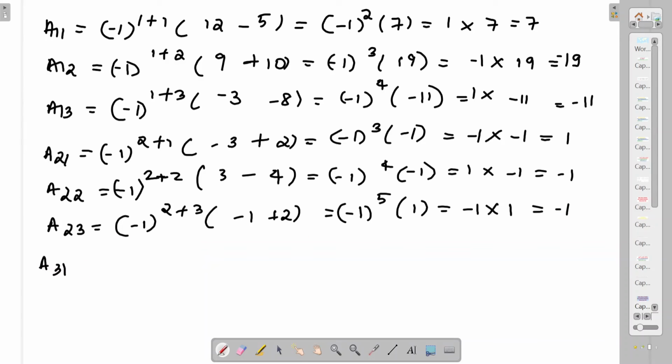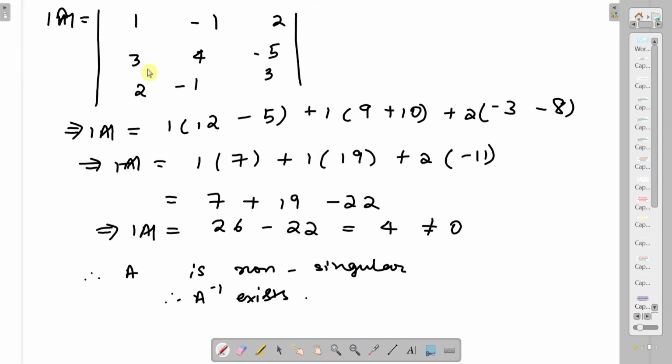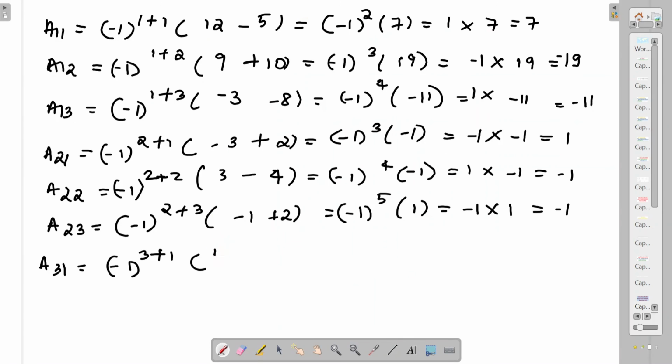Then A31, so minus 1 raised to 3 plus 1 times, we have to hide the third row and the first column, so minus 5 times minus 1 is 5, minus 4 times 2 is 8. Okay, this is equal to minus 1 raised to 4 times minus 3, which is 1 times minus 3, which is minus 3.